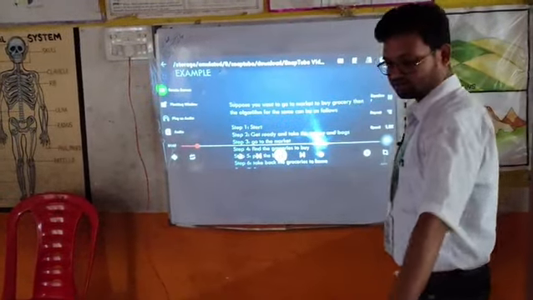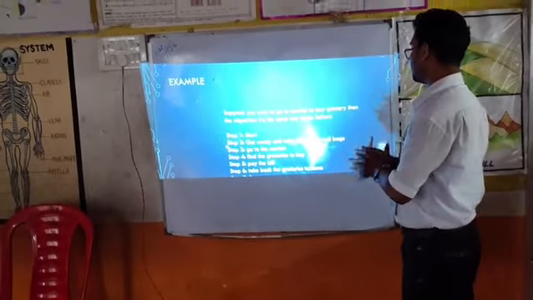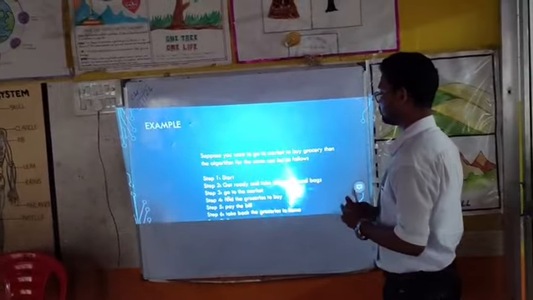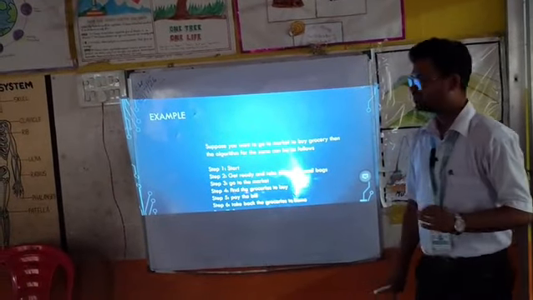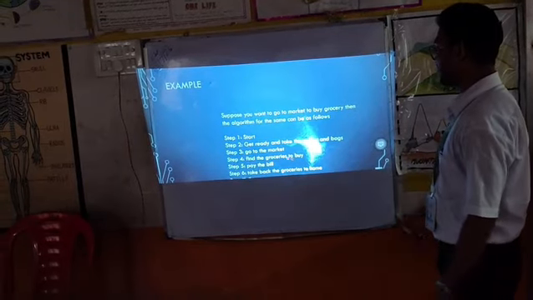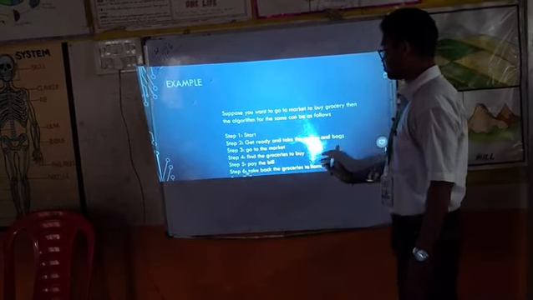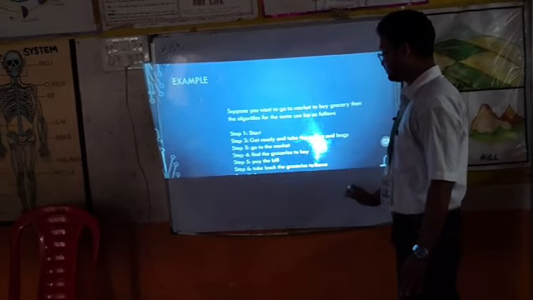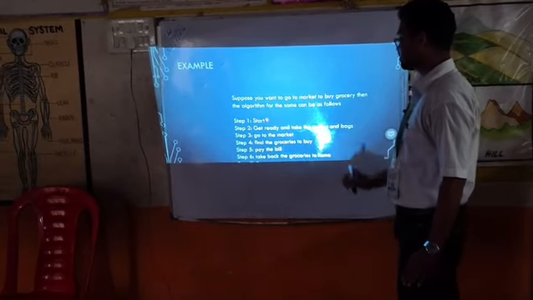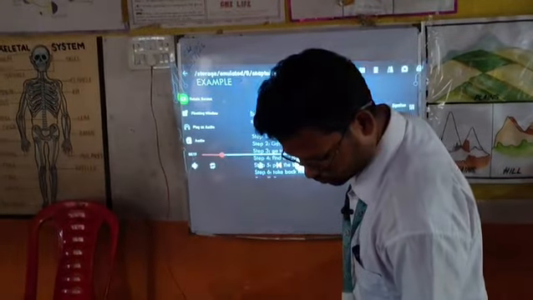Suppose you want to go to the market to buy groceries, then the algorithm for the same can be as follows. Step 1, start. Then get ready, take the money and bags, and go to the market, find the groceries to buy, pay the bill. And next, take the groceries back home. These are the steps.